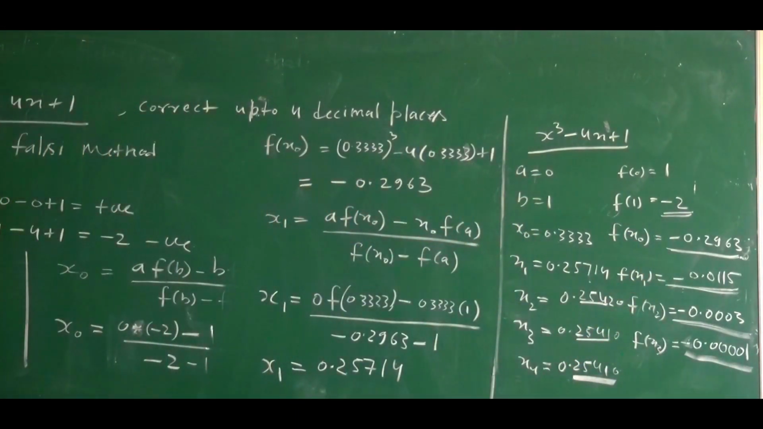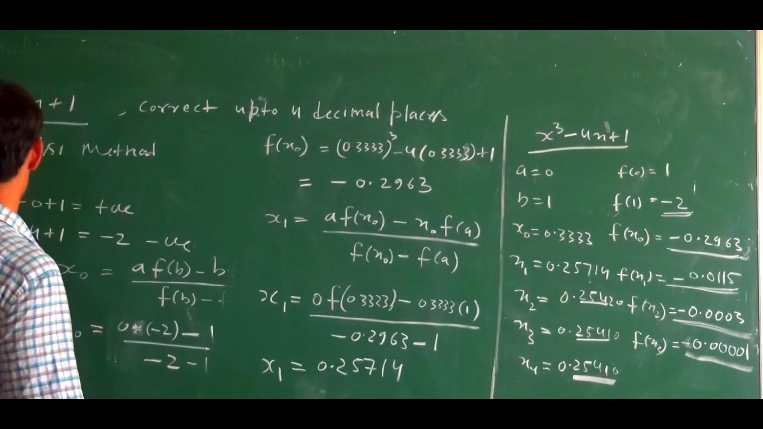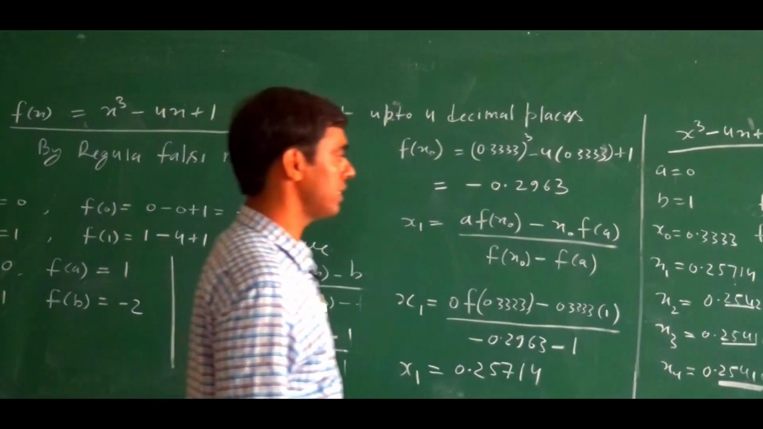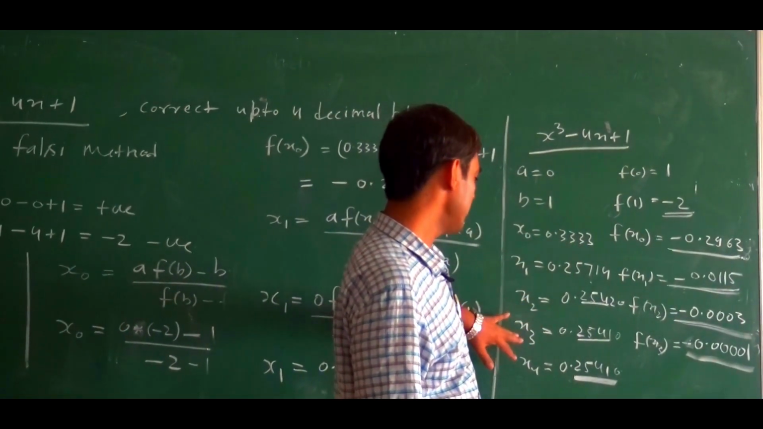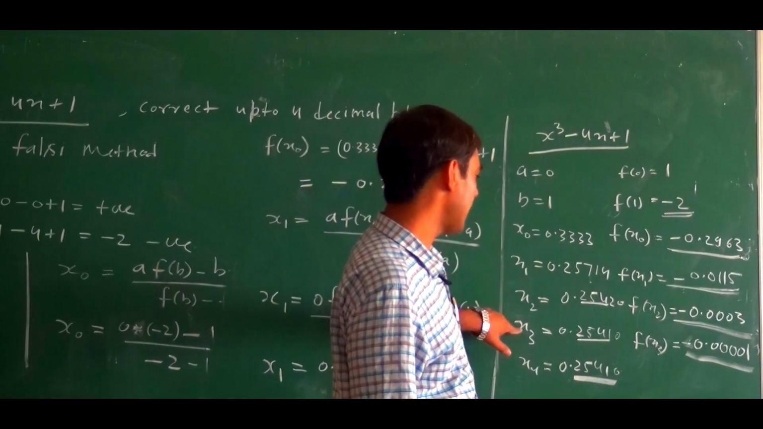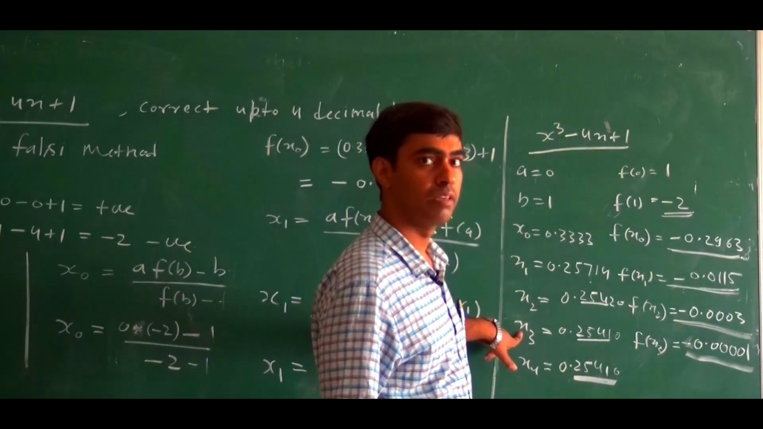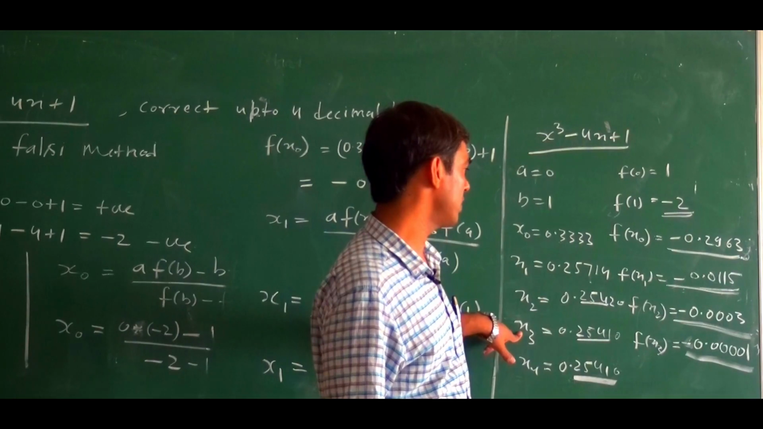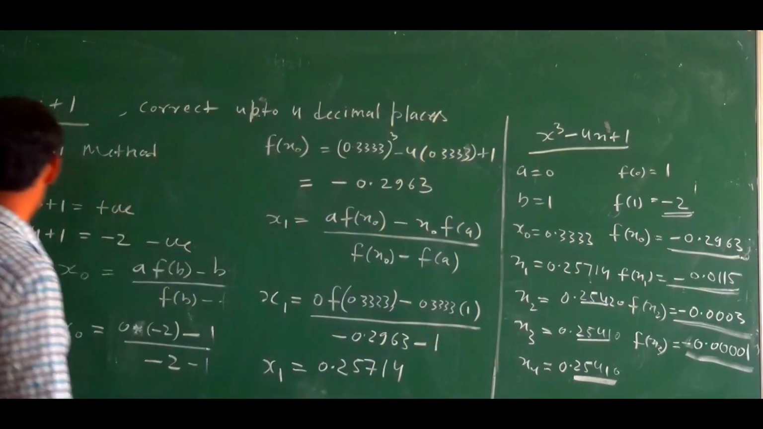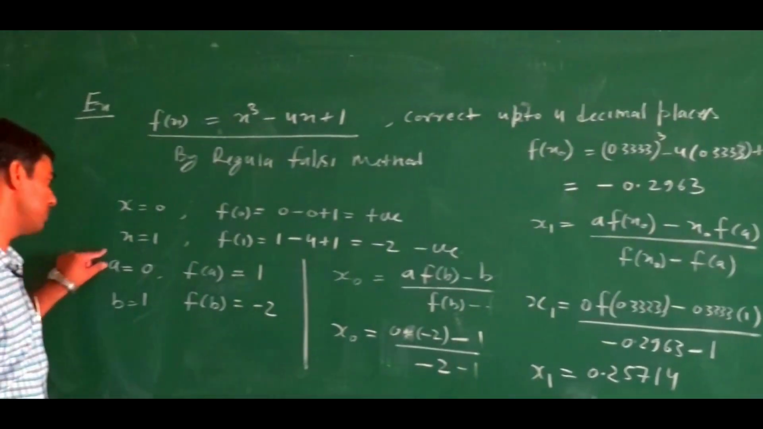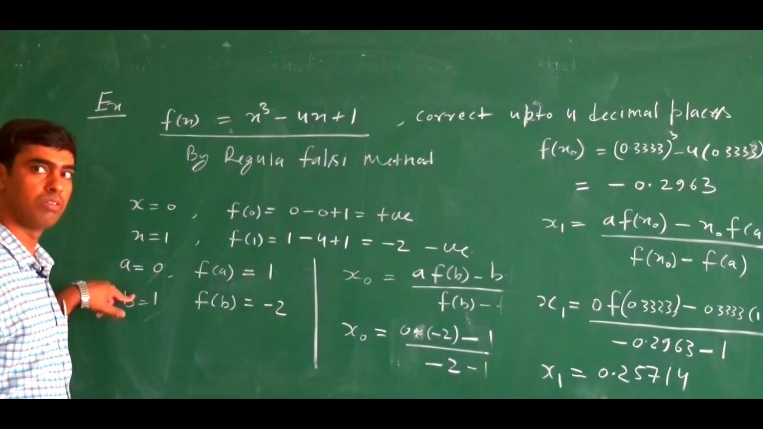But what happens in the bisection method? If the difference between a and b is 1, then to find the root correct up to 1 decimal place, there is a need of at least 4 iterations. But in the Regula Falsi method, what will happen? In 4 iterations, the difference between b and a is 1 here also.